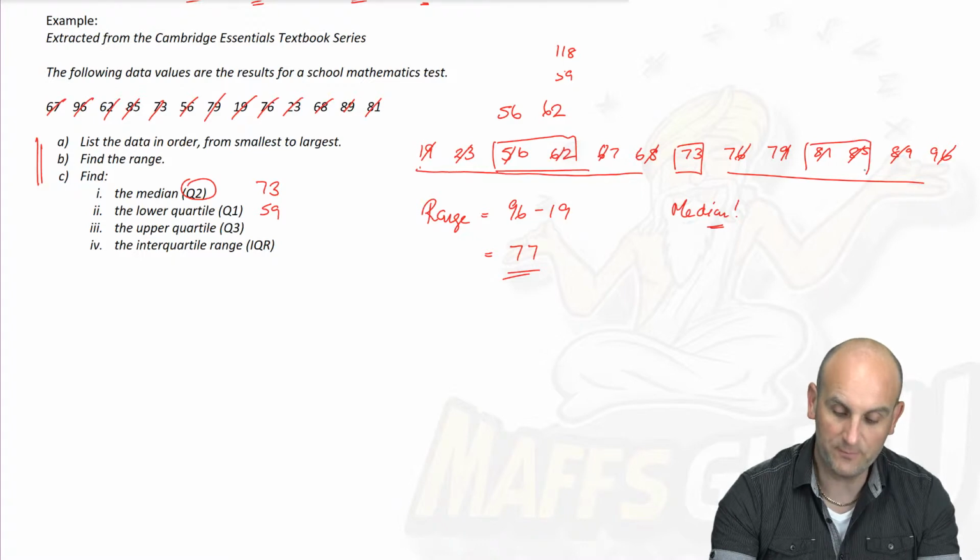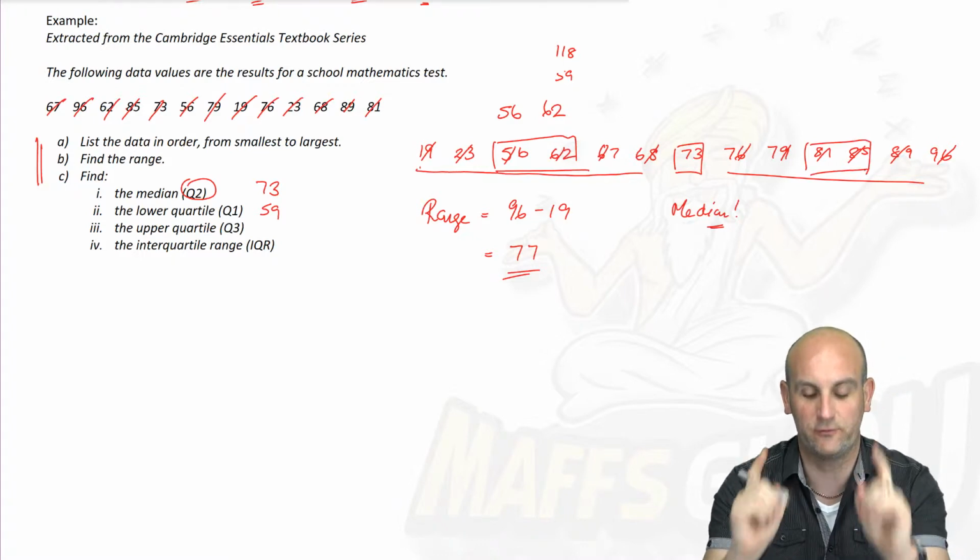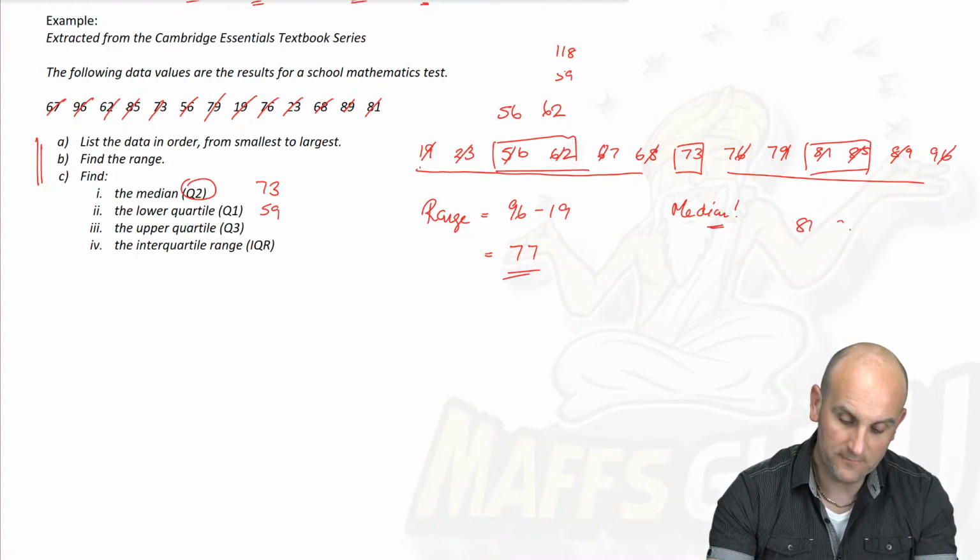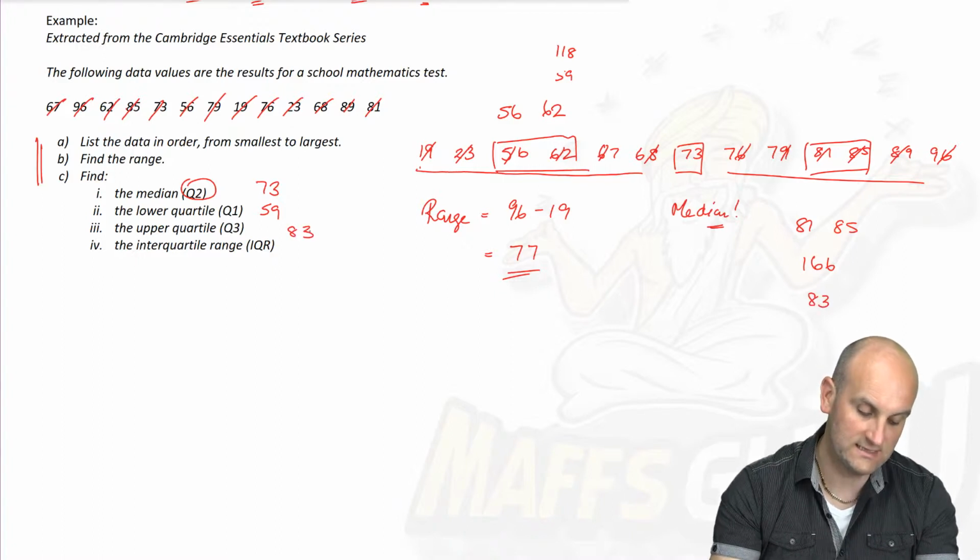Once again, just by visualizing, I can see that we're going to end up with those two numbers in the middle, 81 and 85. Add those two together gives me 166, and divide that gives me 83. And so there is my 83.